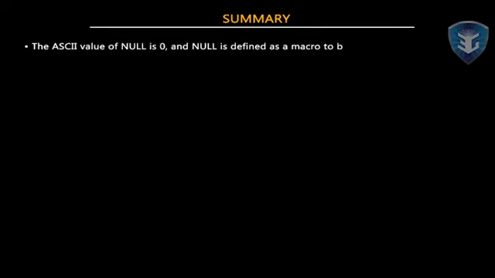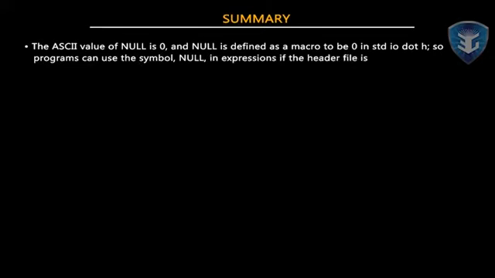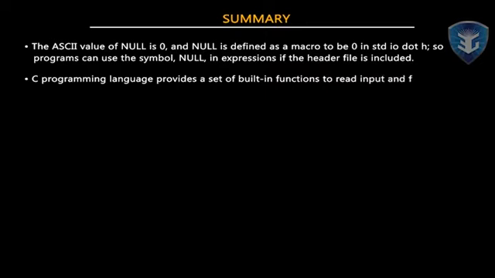The ASCII value of NULL is 0, and NULL is defined as a macro to be 0 in stdio.h, so programs can use the symbol NULL in expressions if the header file is included. The C programming language provides a set of built-in functions to read input and feed it to the program as per requirement.